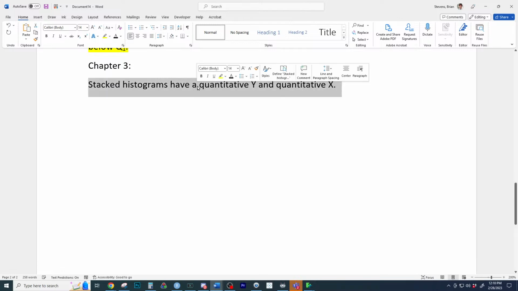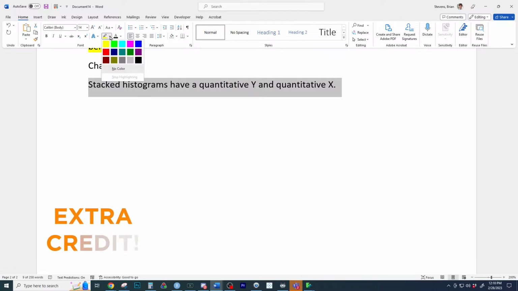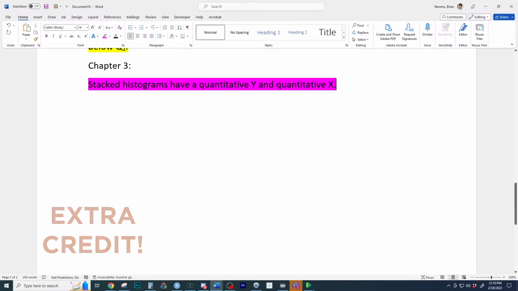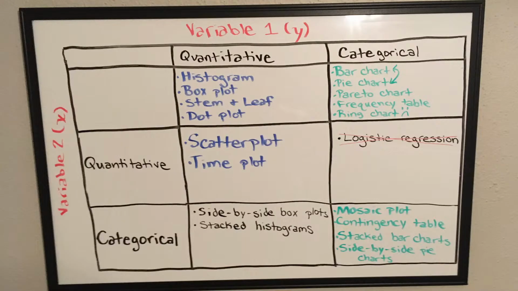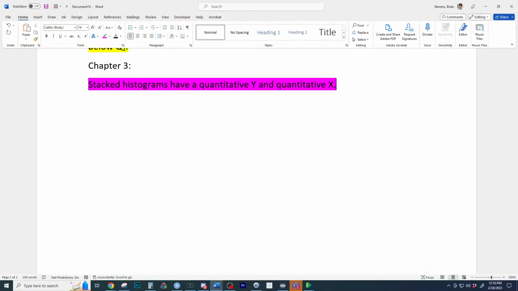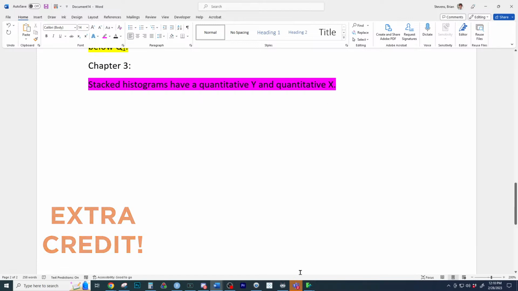Good guess right there, Sydney. This is false. Quantitative y and quantitative x are used for what? Two quantitative variables, Q, Q, are used for what? Scatter plots. Great job, Sydney. Good recovery right there. Yeah, more points in the chat. So scatter plots.